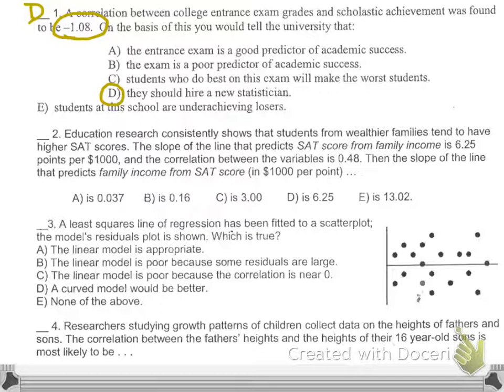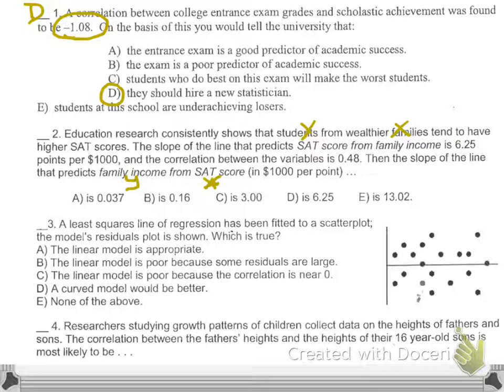Okay, let's do number 2. Let's read this over. Here, do you see that SAT scores are Y, and my family income is my X? And then when they're done, they are going to say that the SAT scores become X, and the family income becomes Y. So they swap the axis. Okay, they swap the axis, and they want to know the slope. They want to know the slope. So look at what they gave us.